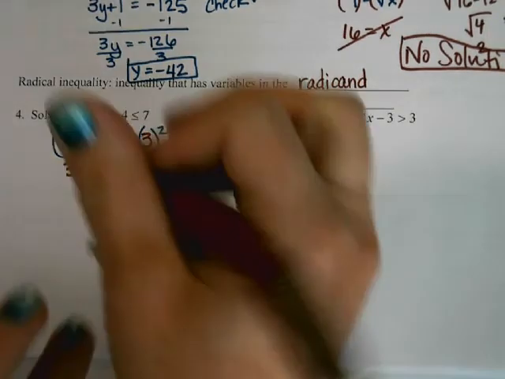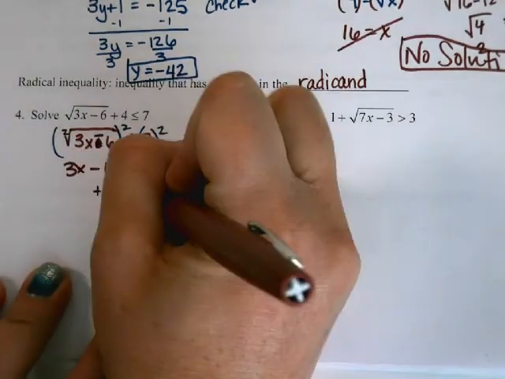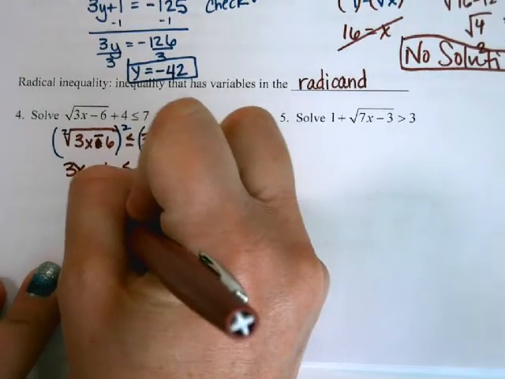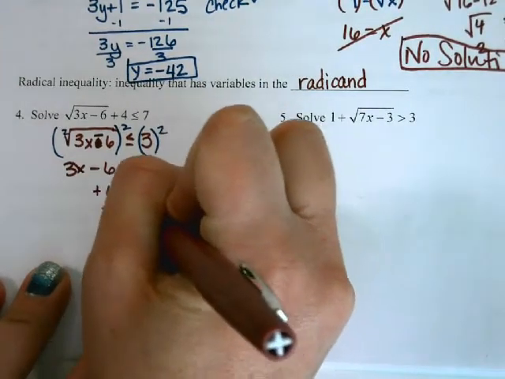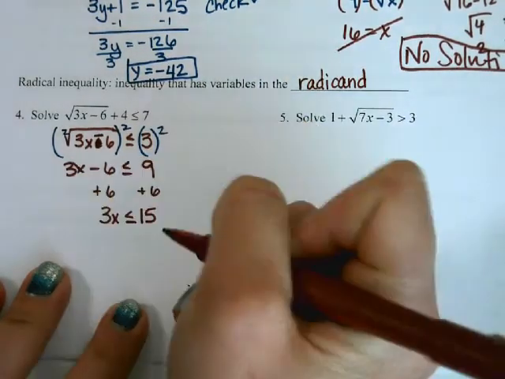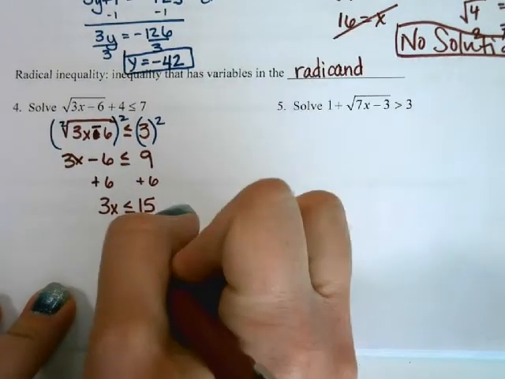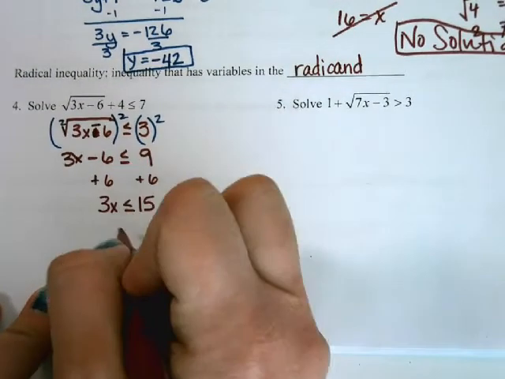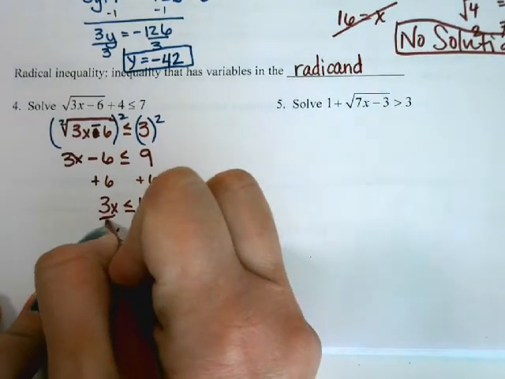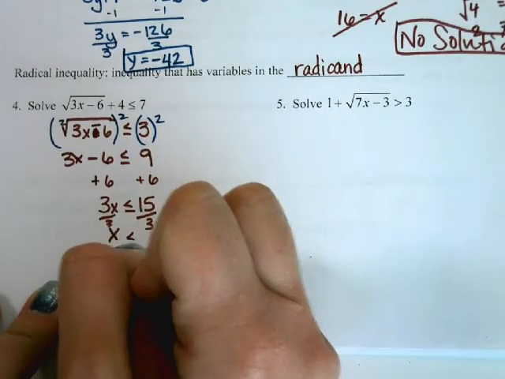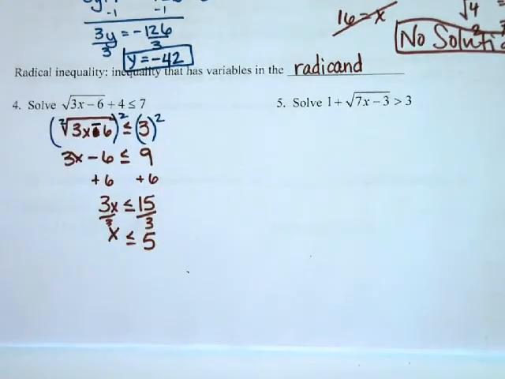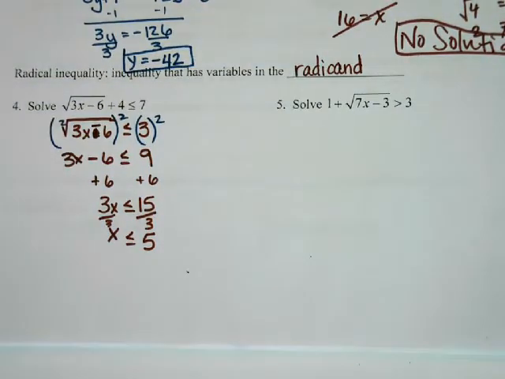Add 6. So 3x is less than or equal to 15. And then we'll divide by 3, so x is less than or equal to 5. Okay, let's think about that for a second.